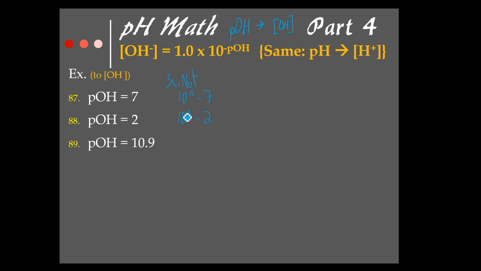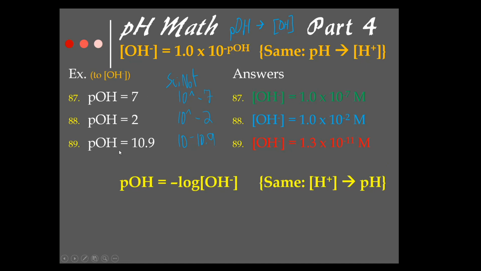and I want to do 10 to the negative, whatever the problem tells me. 10 caret, not root. 10 caret negative 10.9. And then when you hit equals, you will get these numbers. 1.0 times 10 to the negative 7th, which makes this neutral. 1.0 times 10 to the negative 2, which makes this a base. And 1.3 times 10 to the negative 11. Acid. Again, we're in OH, so we're in oppositeville.